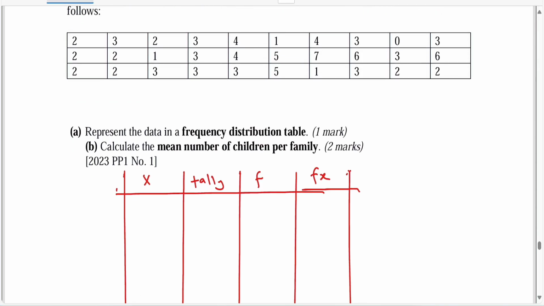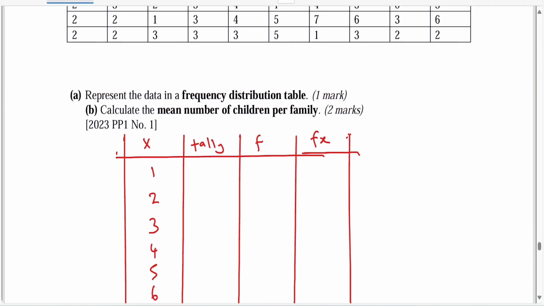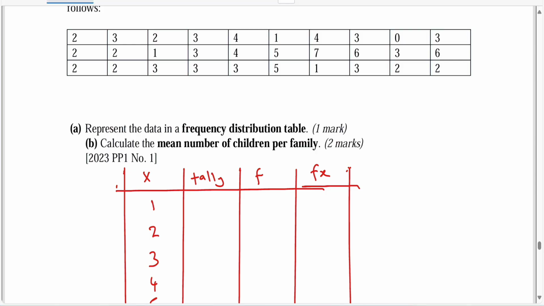So okay, let's start. Rather than starting with ones, let me just write 1, 2, 3, 4, 5, 6, 7, and now let's start counting the tally. So tally, this is 2. So 1, 3, 1, 2 again. 3, 4, 1, okay, 4, 3.